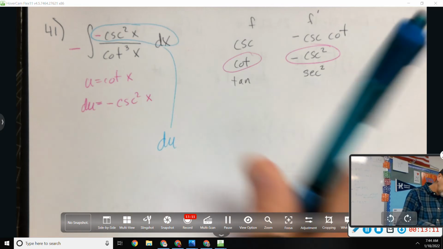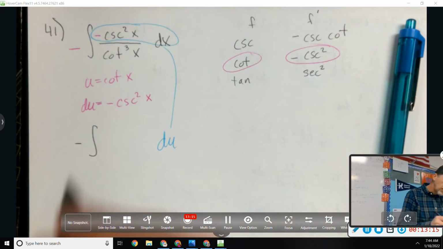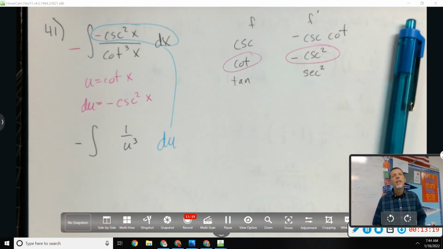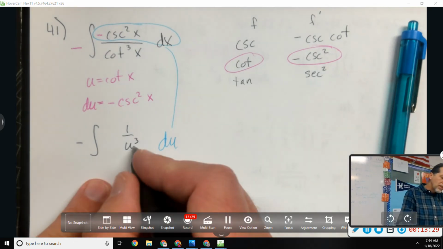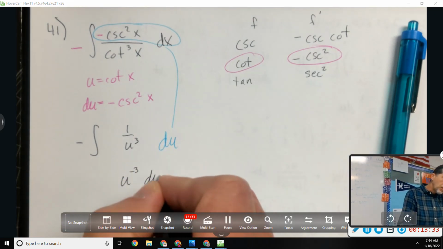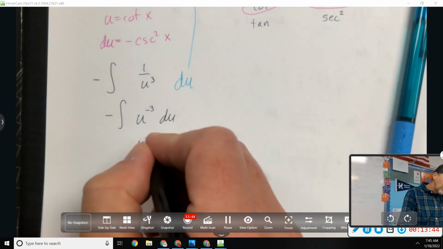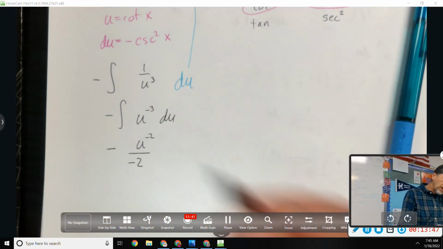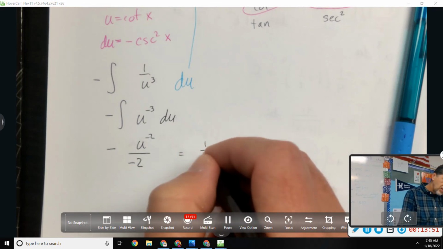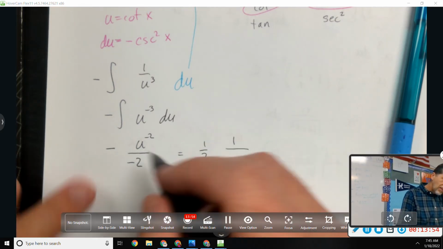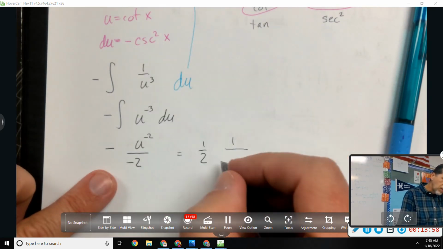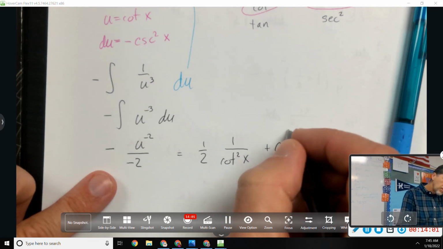So all of the top is du, negative antiderivative of 1 over u cubed. And I wrote it like that intentionally, although most people can't integrate when it's written like that, because they're going to mess up how to add 1 to that exponent. It'd be much better to take the time to write it as u to the negative 3. Now we can add 1 to the exponent. What's negative 3 plus 1? Negative 2. So u to the negative 2 divided by the new exponent with the negative out front. So positive 1/2. And then that u, I'm going to put it back in the bottom. u was cotangent. Cotangent squared x plus c.